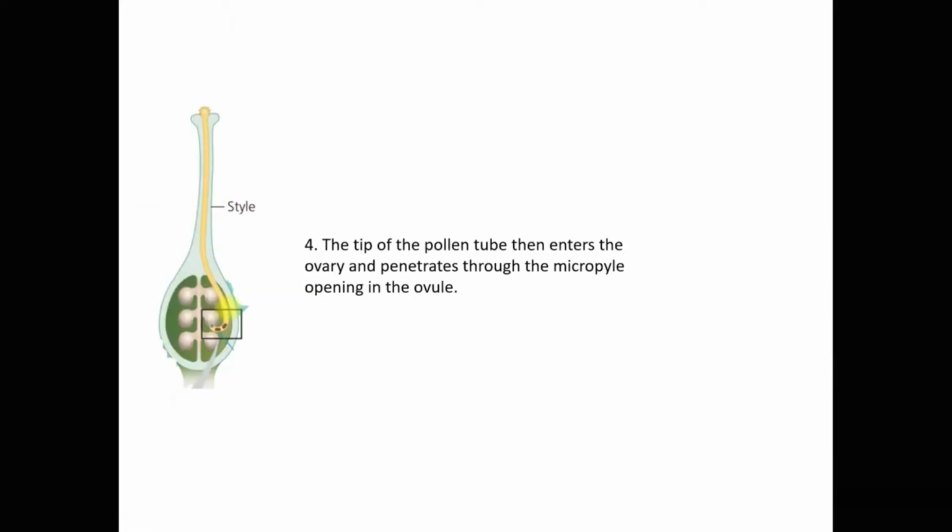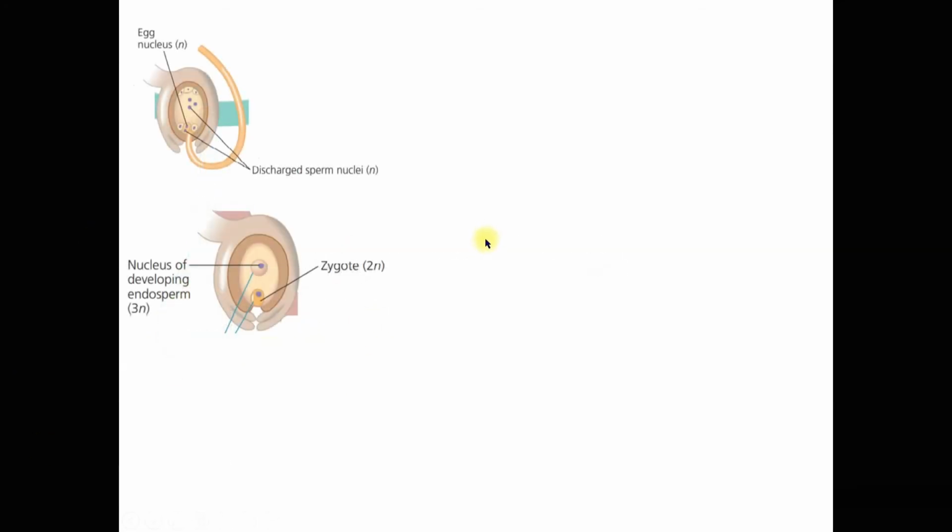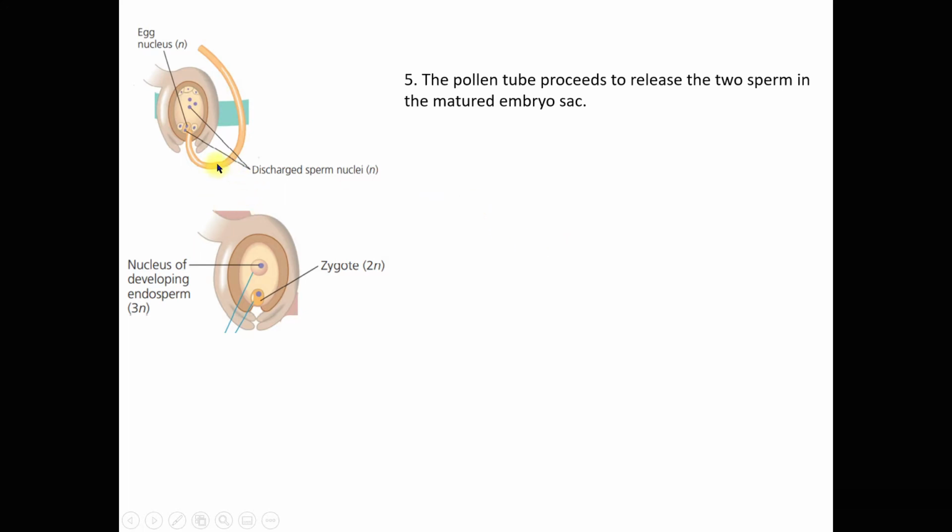Now the tip of the pollen tube enters the ovary. You can see here the tip of this pollen tube enters the ovary and penetrates through the micropyle opening in the ovule. Next, this pollen tube releases two sperms into the mature embryo sac. Let me refresh that. This is the embryo sac, the mature embryo sac.